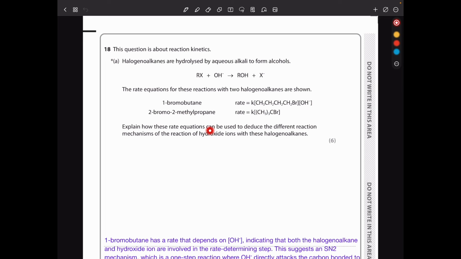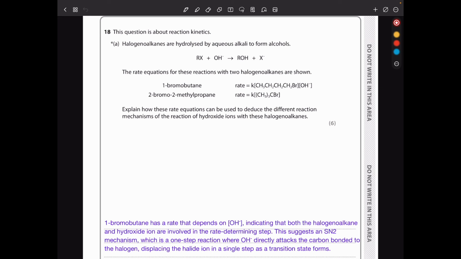Explain how these rate equations can be used to deduce the different reaction mechanisms of the reaction of hydroxide ions with these halogenoalkanes. So we can say this is basically SN2 and this is SN1 because the OH- has not appeared in the rate equation, meaning it's not part of the slow step.